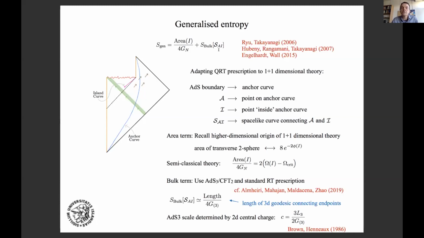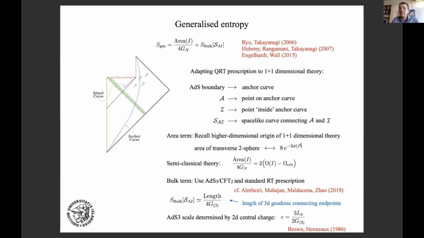The surface on which we compute the von Neumann entropy of the matter is, in this case, a space-like curve that connects these endpoints, one on the anchor curve and the other on the island. Then we'll fix the anchor point and ask what location of an island is going to give us an extremum for this expression. But first, of course, we have to decide how we're going to calculate that. The area term, let's look at that first. As I said earlier, we have a notion of area here that we inherit from higher dimensions. That's basically given by the area of the transverse two-sphere, which, when you do the numbers in Planck units, is going to be 8 times e to the minus the dilaton.